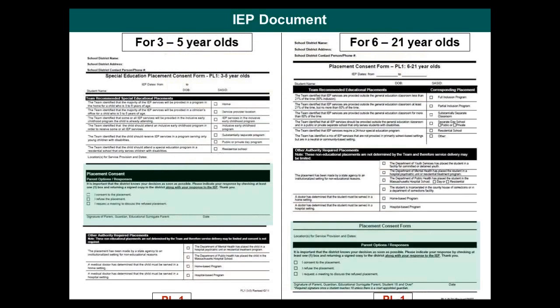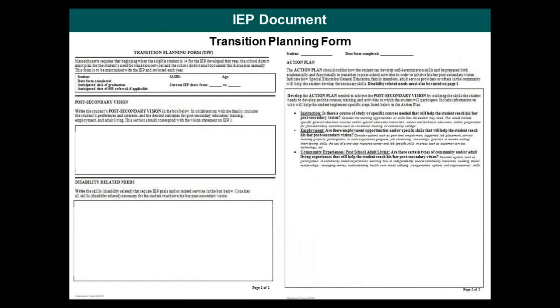So here's the placement page, and it's very, very confusing, and I'm not going to go into a lot of detail about it, other than to say, take a look at what is checked off, what is being proposed for the student, and you're either going to consent to it, you're going to refuse it, or request a meeting. Sign it and date it. Okay? And these pages are PL1 and PL1. I think they are in your writing guide, so you can take a look at them.